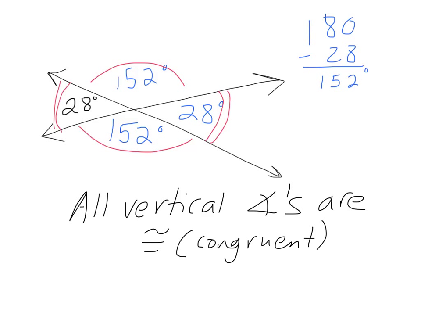And don't say, oh, these two angles are congruent because they're vertical angles. You need to say these two angles are congruent because all vertical angles are congruent. So that's a very, very important theorem that we're going to use constantly in proofs. And this example was used to illustrate that.